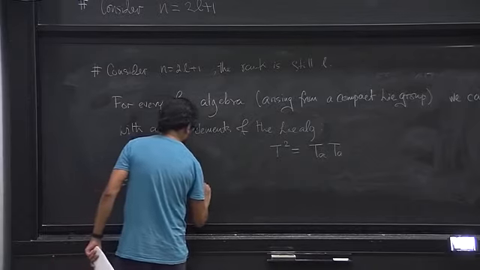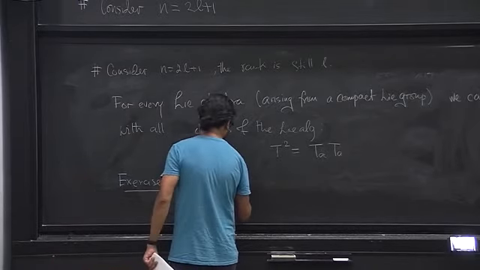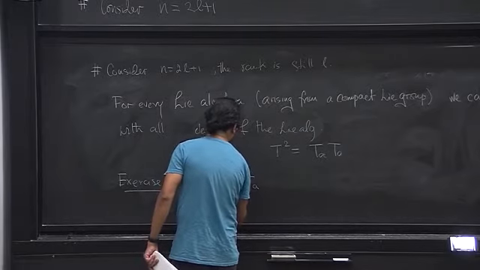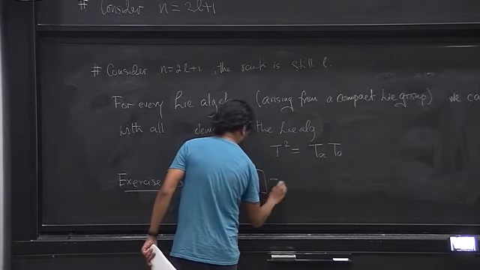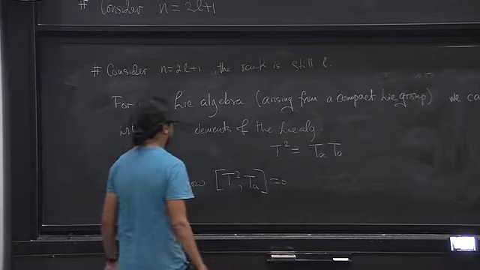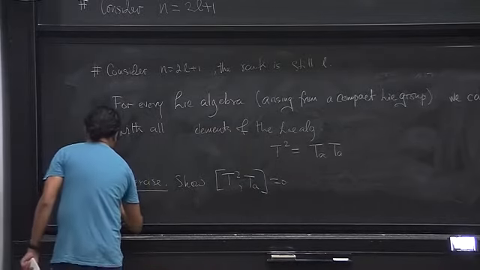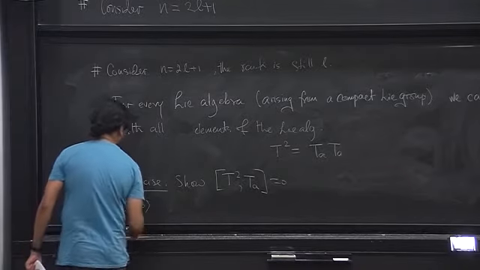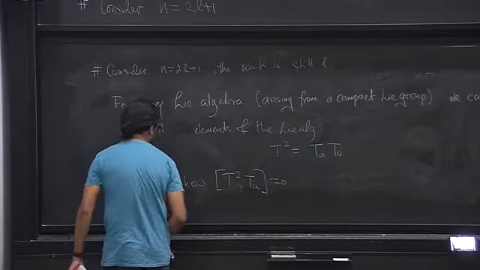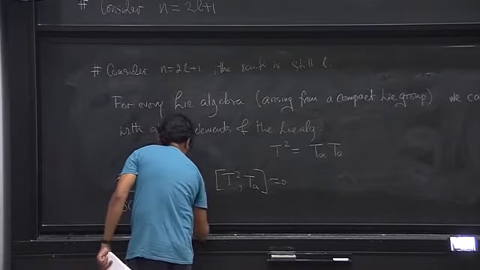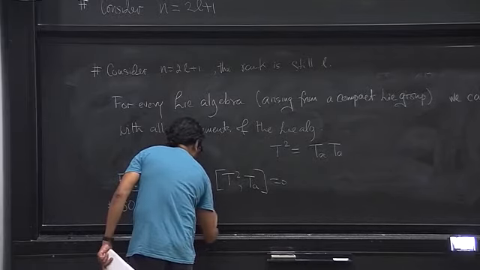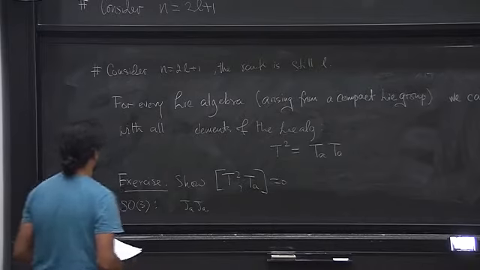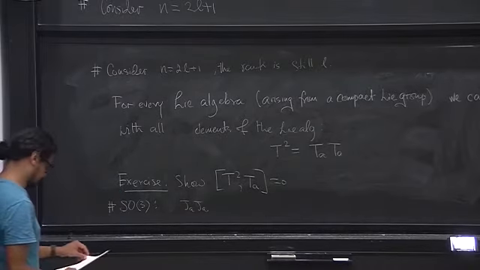Show, it's a couple of lines, that this thing commutes. So for SO(3), the Casimir is given by the square of the three angular momentum operators.